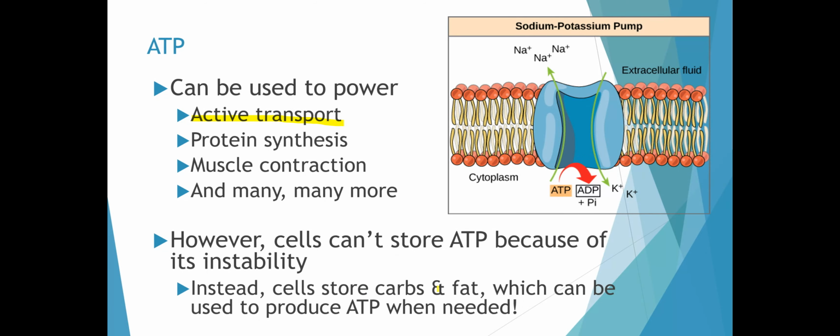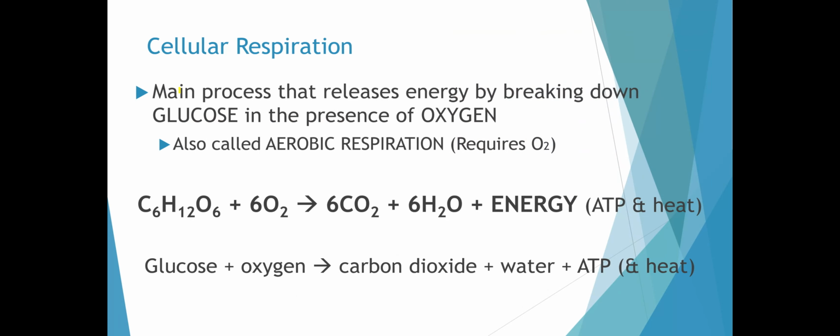So we have these storage molecules that we use when we need them on demand to make those ATP molecules. And so the main process that we use in our cells to make energy is going to be cellular respiration. This is going to be the most efficient. This is also known as aerobic respiration because it requires oxygen. And so this is the chemical reaction for cellular respiration. This is something that you just need to be familiar with, okay?